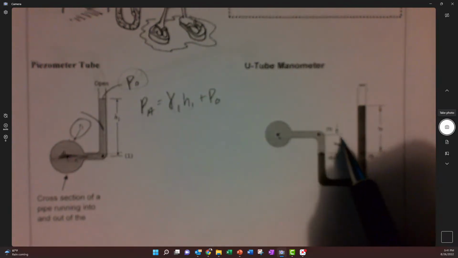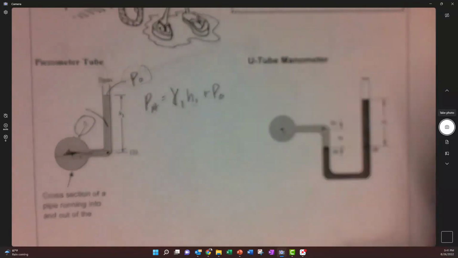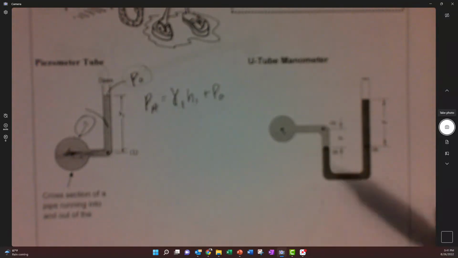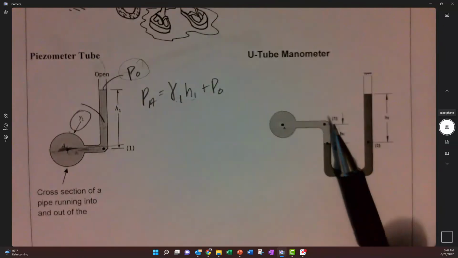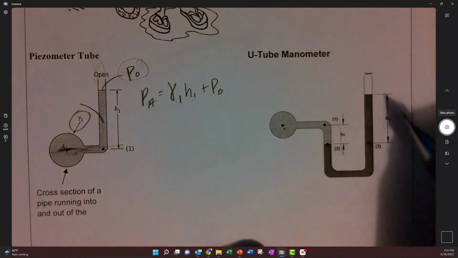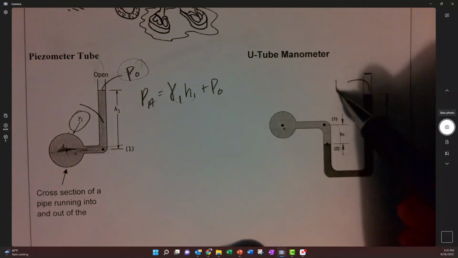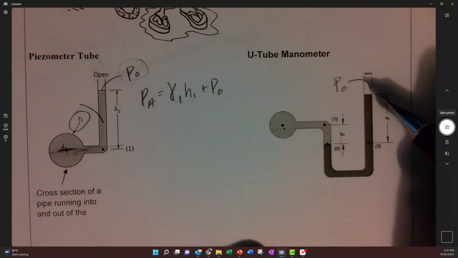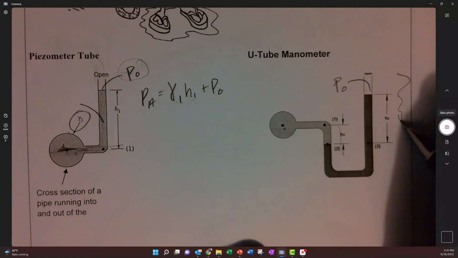But here's another scenario where we have two separate liquids. Let me see if I can get this to, that helps, okay. So right here is our atmospheric pressure. And remember, we're swimming downwards.